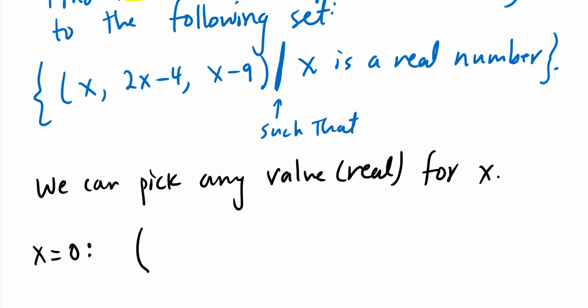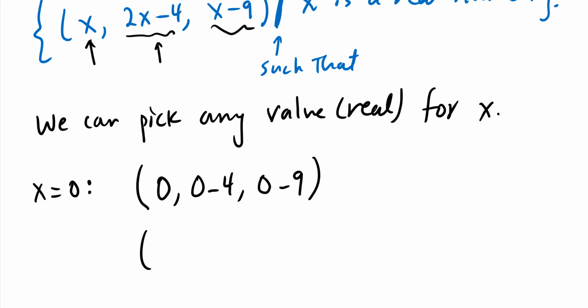So what does that give me? Substitute in here, that's a 0. Substitute in here, 0 minus 4. Substitute in here, 0 minus 9. So the ordered triple we are looking for is 0, -4, -9.